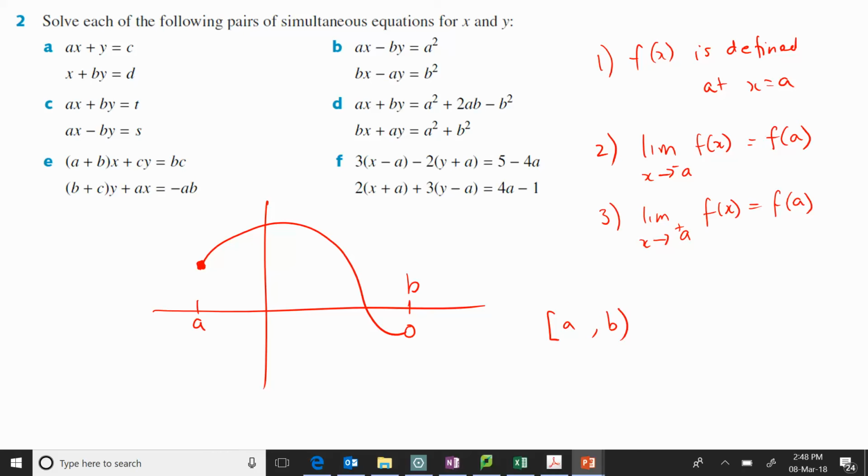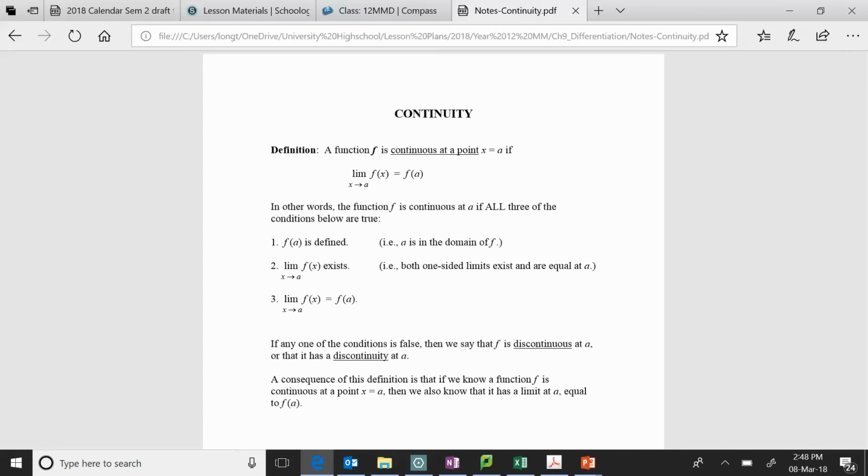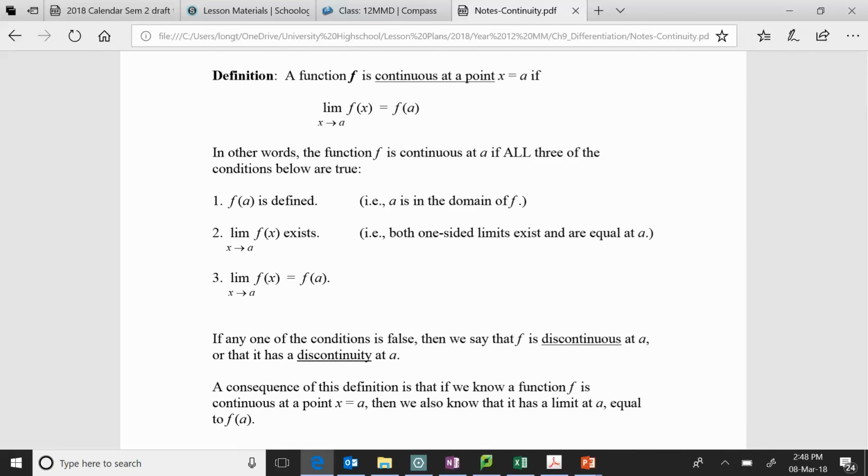However, in your textbook, or not in your textbook, in this particular definition I found, this is what they say. I think I still kept it. Here we go. So those are the 3 conditions you have. But on the bottom there, you can say a function is continuous providing you say from which limit.